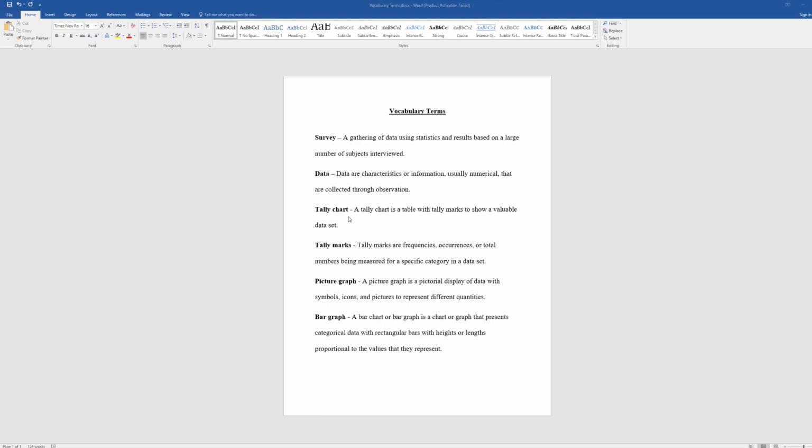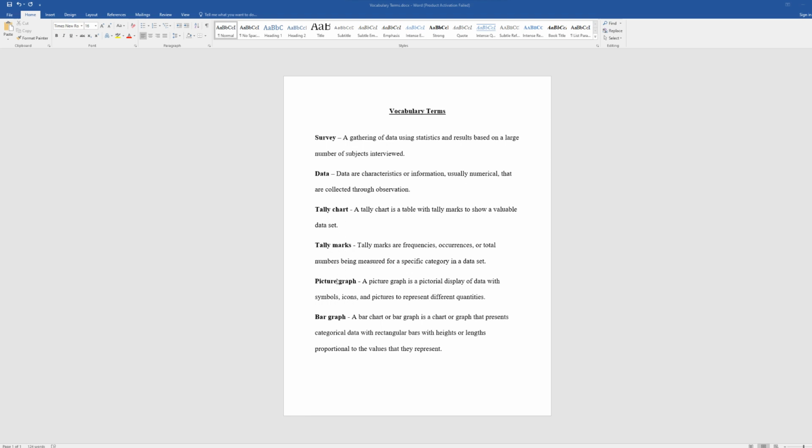So we have a tally chart, which is what we were working on earlier using tally marks. Those lines we can use to create a chart. So instead of saying 5 people like chocolate and 3 people like vanilla, you can write 5 tallies and 3 tallies to show vanilla. So we're going to work on that later on in the chapter. Tally marks are the lines that we were discussing earlier, the total numbers measured for specific categories. So the total number of lines, and each line is called a tally mark. And that's going to be used for the tally chart.